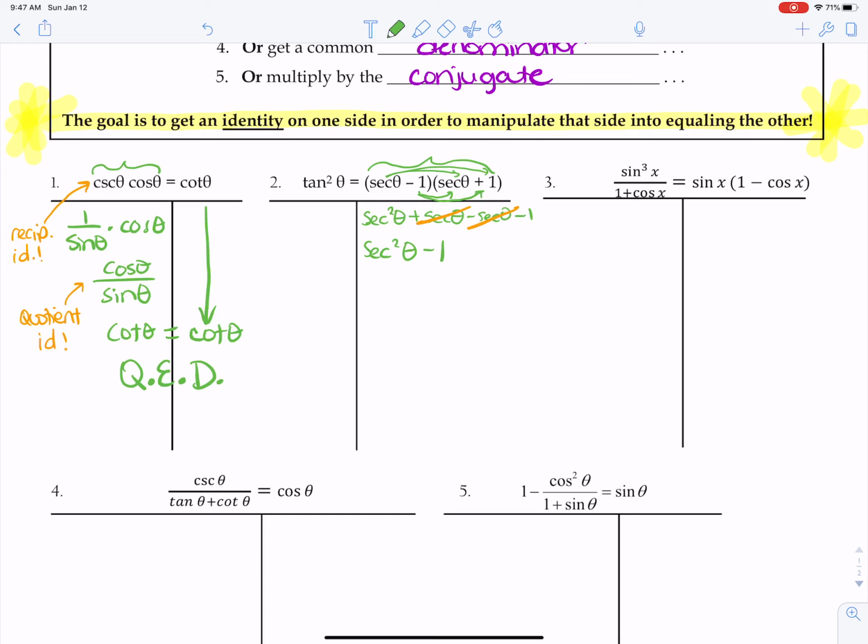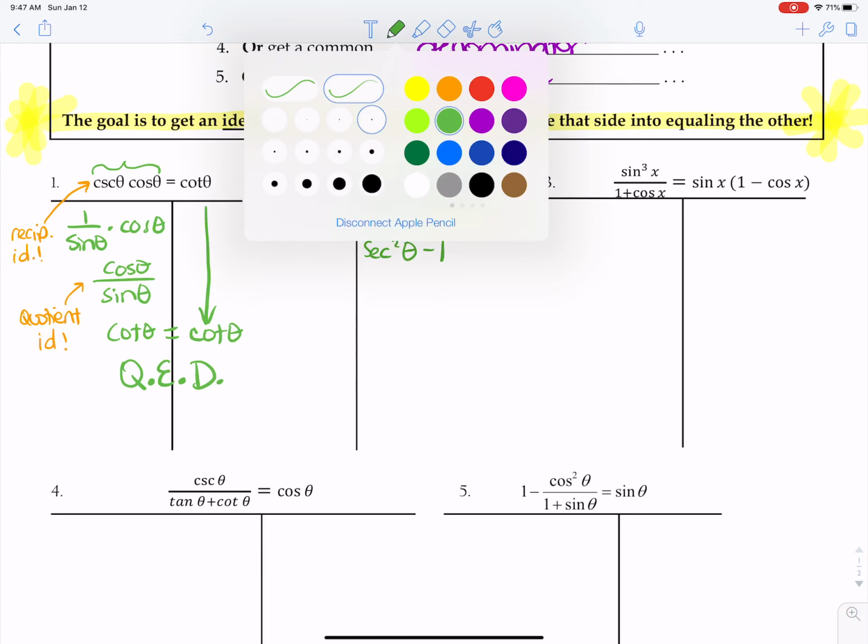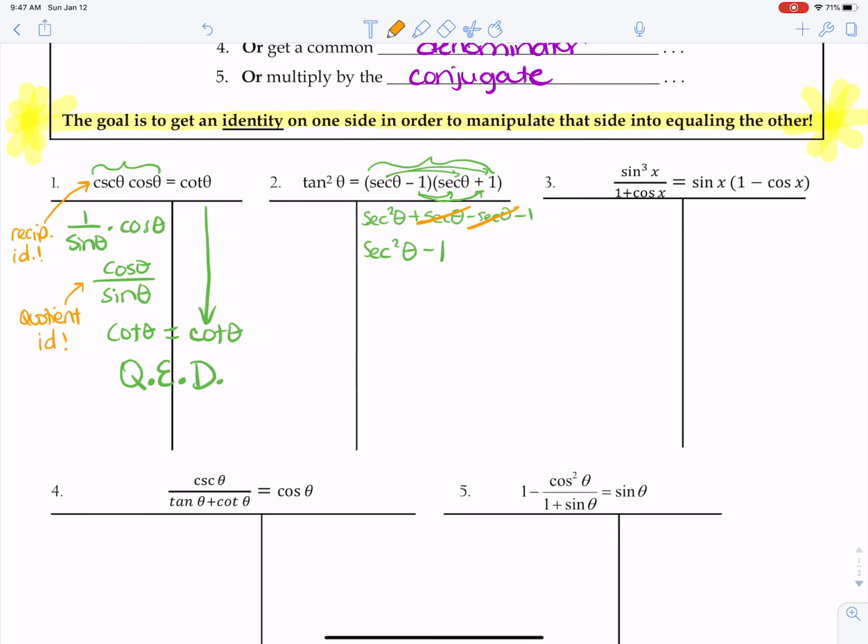And we're trying to get it to be tangent squared theta. Well, if I use my identities from the last notes again, this is a Pythagorean identity. And the Pythagorean identity for that is tangent squared theta. And so therefore we have proven the right side equals the left side. QED.